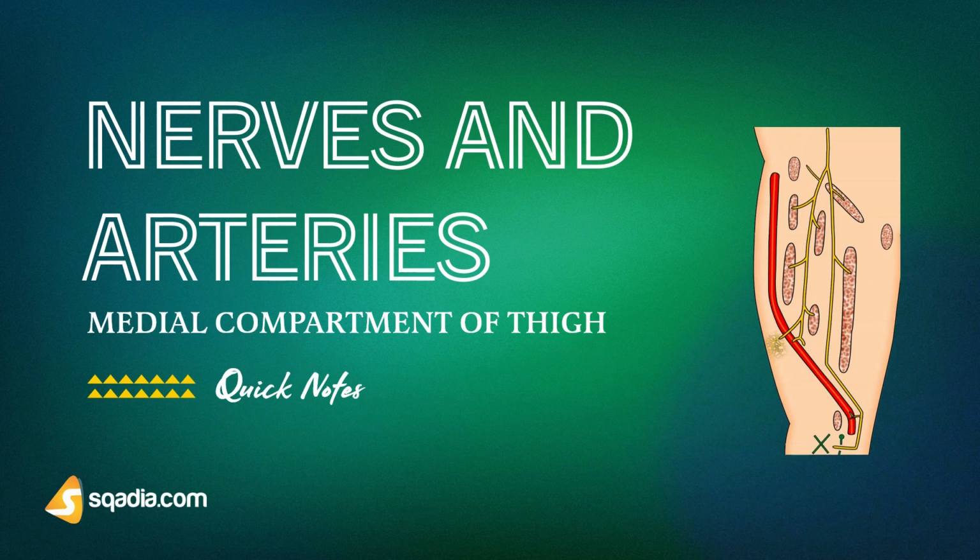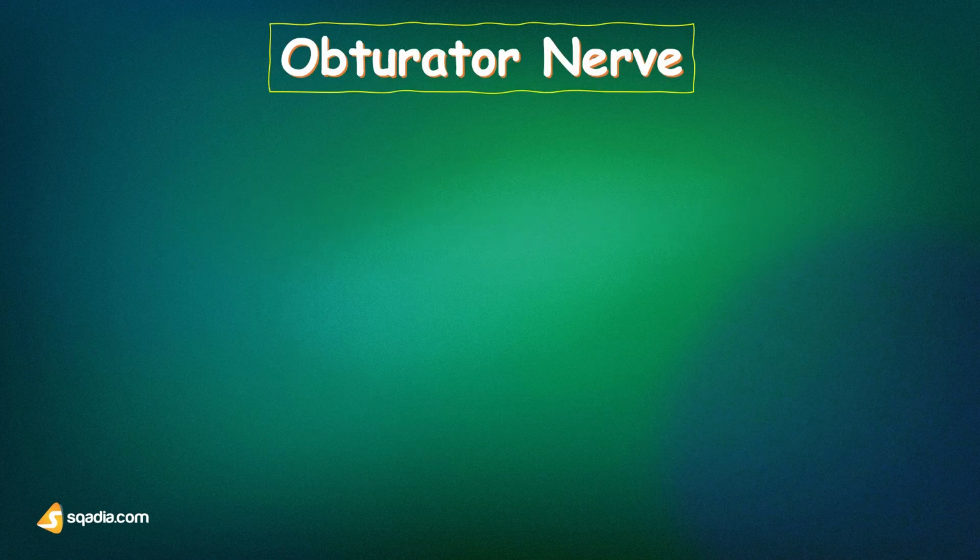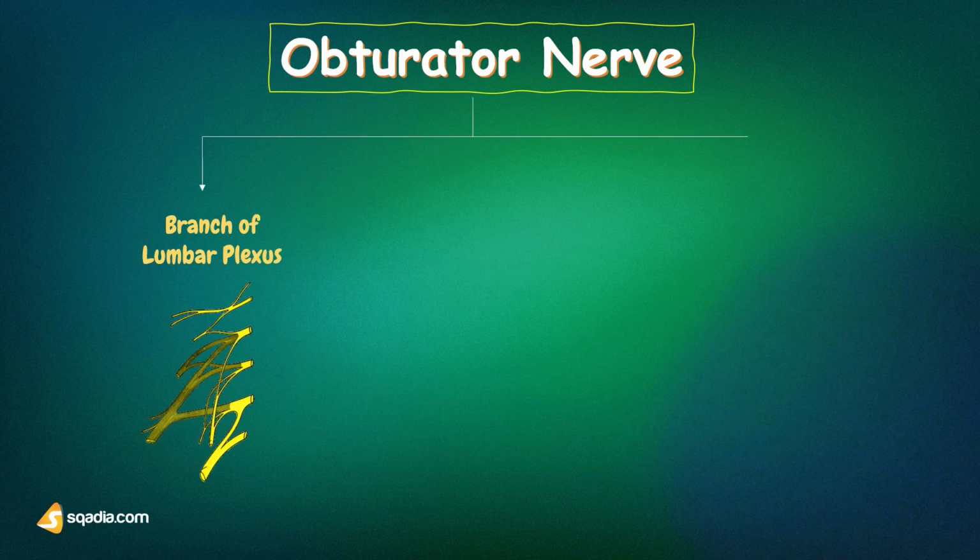In the previous section, we went through the innervation of all the muscles of the medial compartment of thigh. Let's look at the nerve that innervates these muscles a little closely. That nerve is called the obturator nerve. The obturator nerve is the chief nerve of the medial compartment of the thigh. It is a branch of the lumbar plexus.